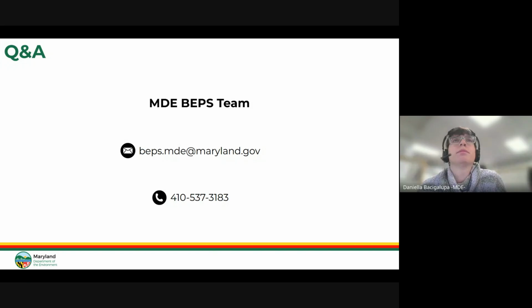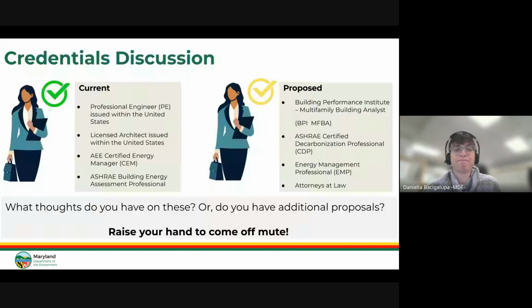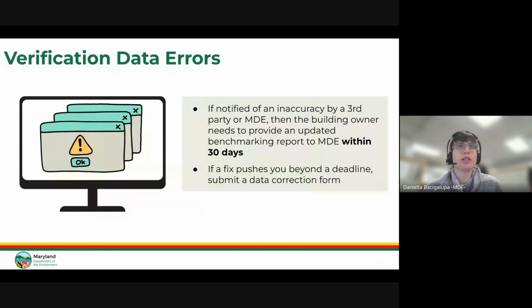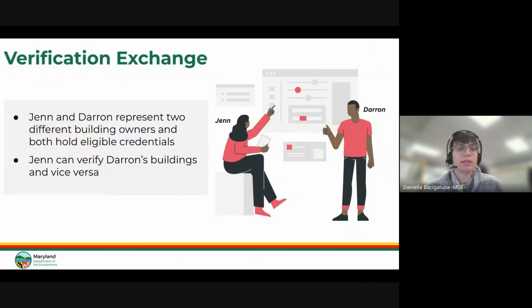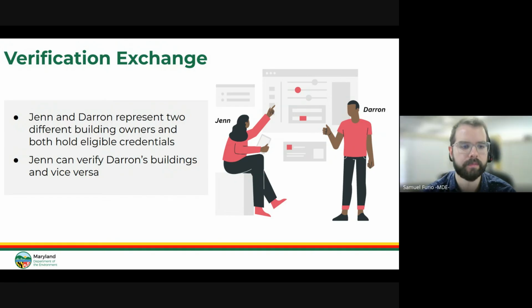And maybe this, if you could go back to the slide where you had the Jen and Darren diagram, the verification exchange. This question is, and this really might just be something on our end, but let's clarify here. Someone wanted clarification on, in this example, why Jen can't verify the buildings that she's benchmarked. Oh, okay. That's a fair point.